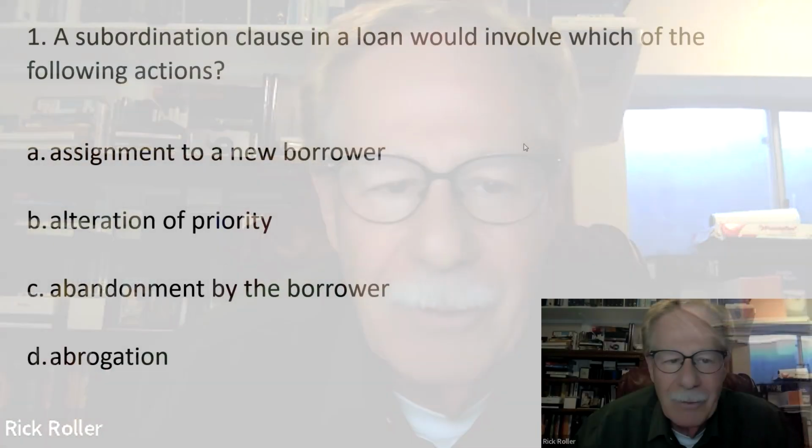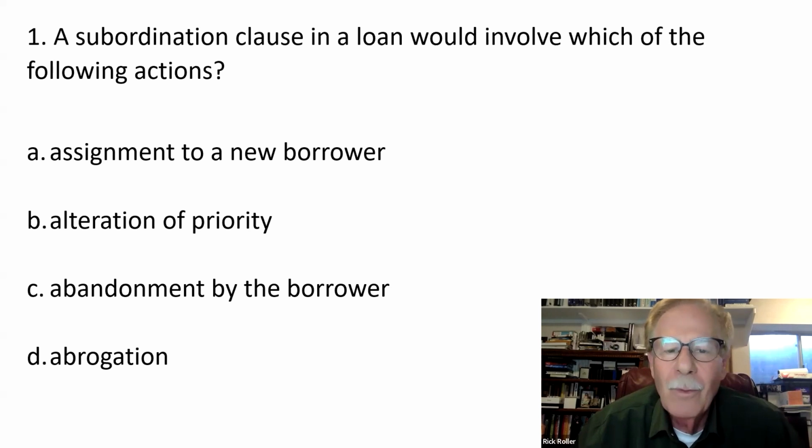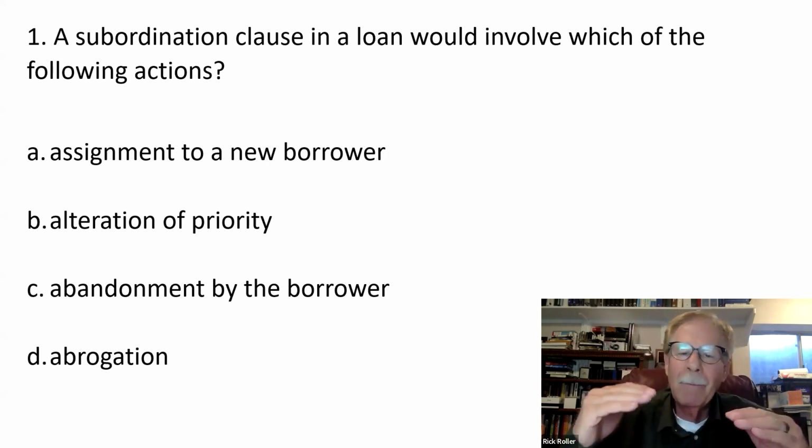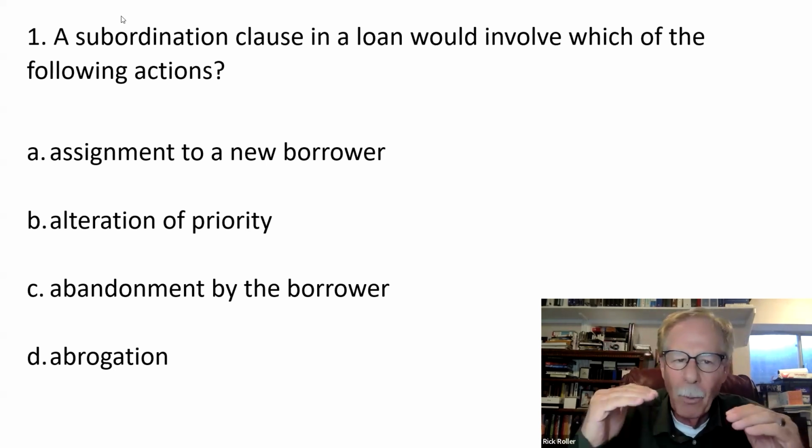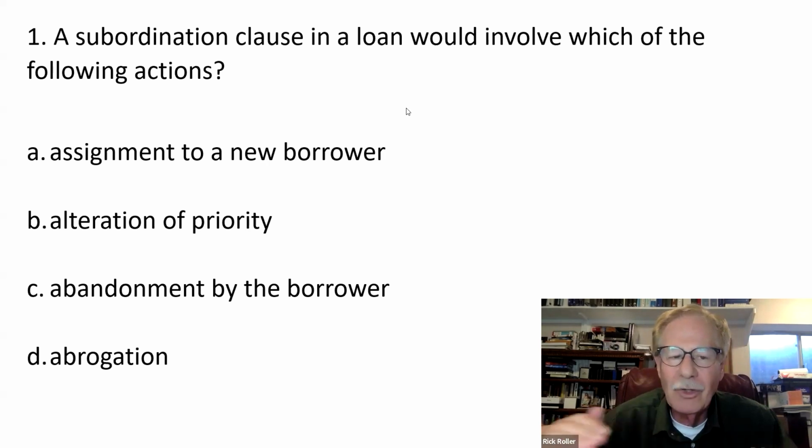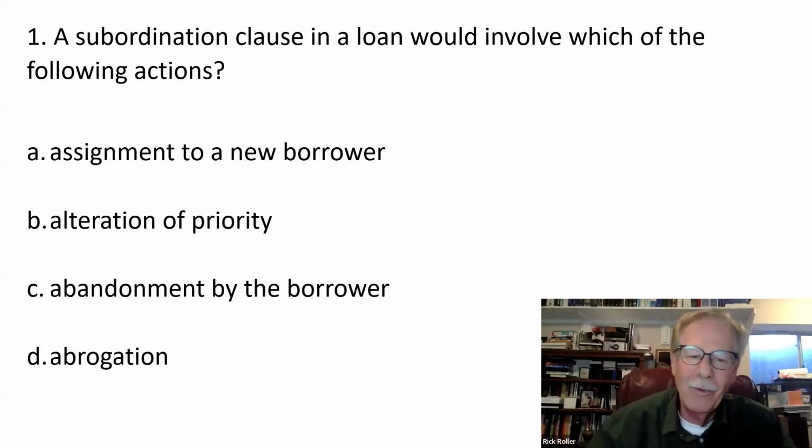Okay, so this number one talks about subordination. And what is a subordination clause? So we're going to screen share. Here it is. A subordination clause in a loan would involve which of the following actions? Now, if you're an employer and you have employees, sometimes you call those employees subordinates. They work for you, right? So a subordination clause is a clause that changes priority. Priority meaning, are you first in line, second in line, or third in line?